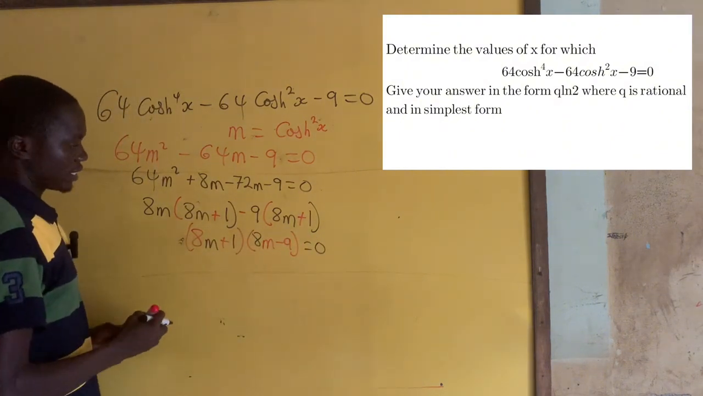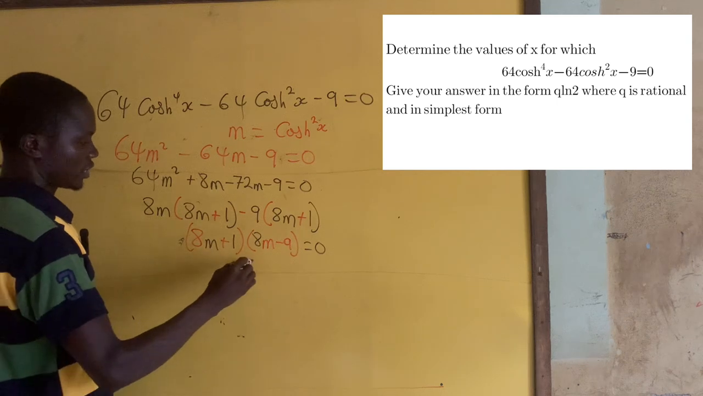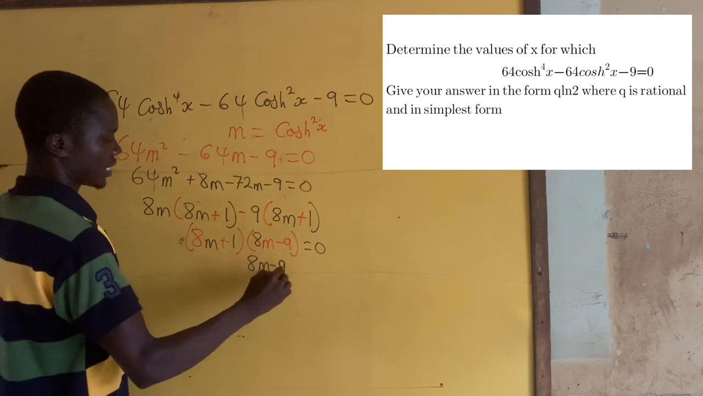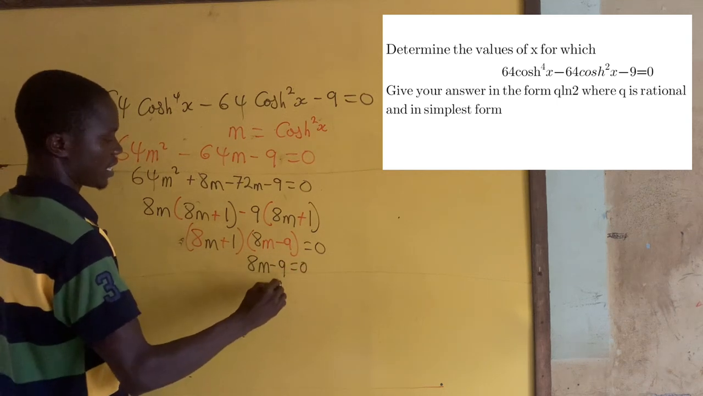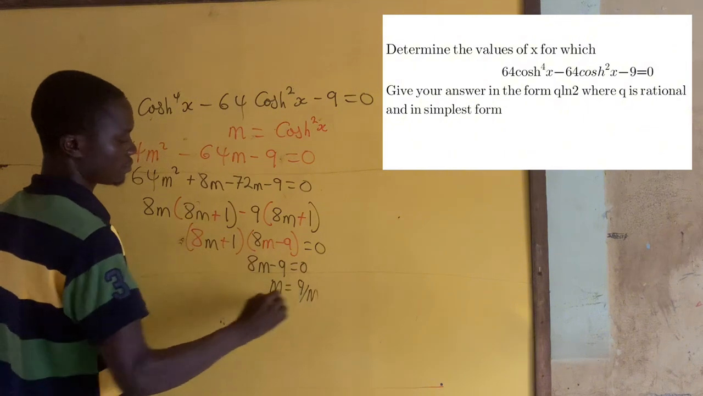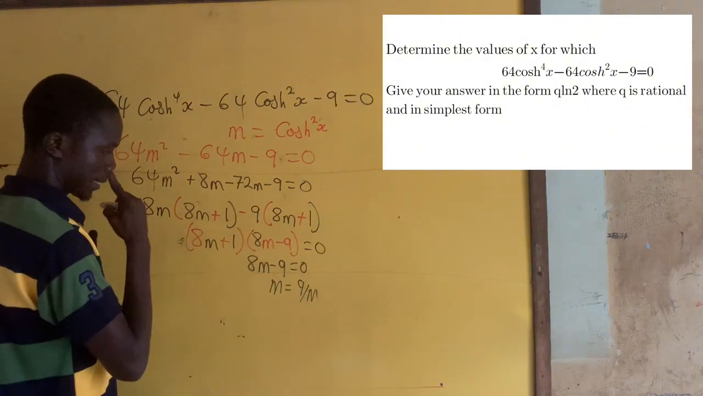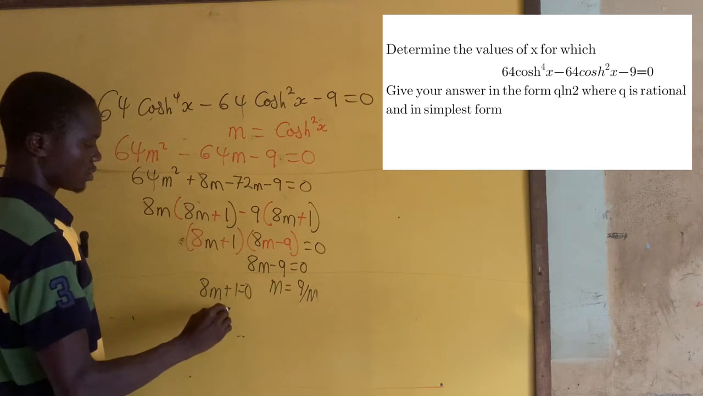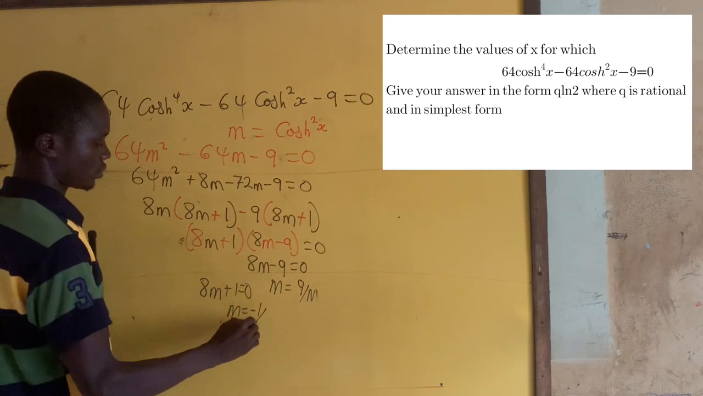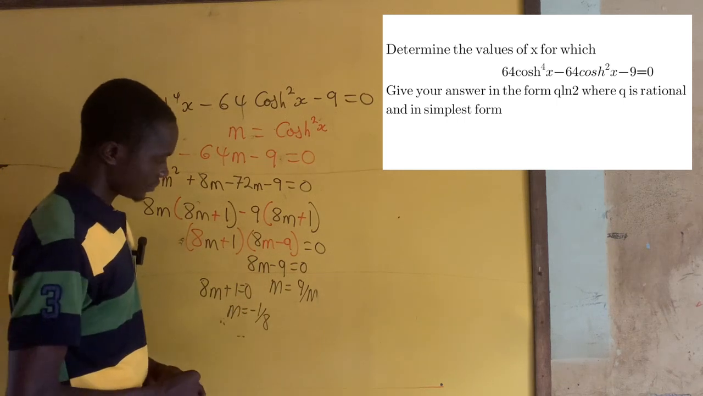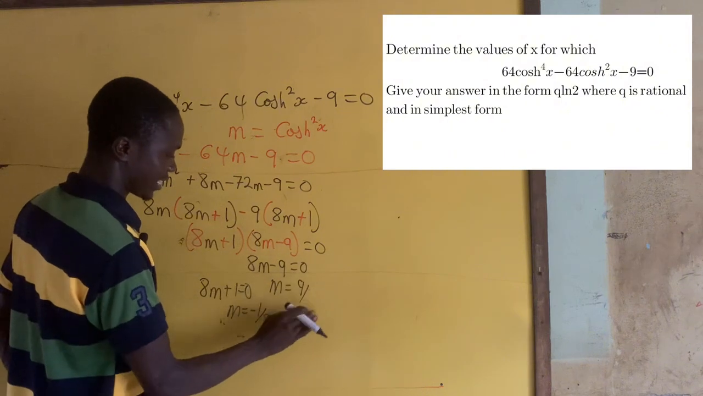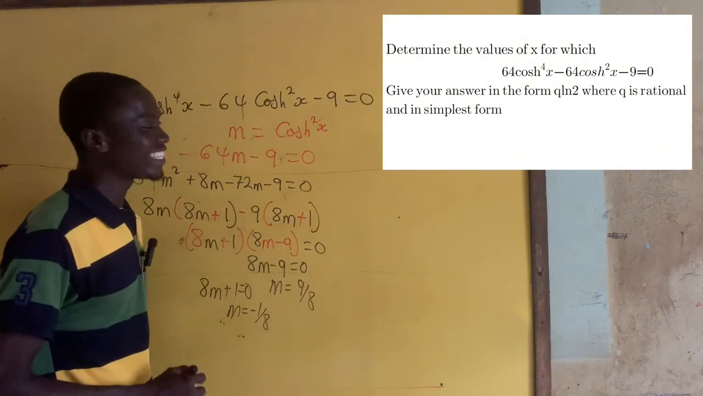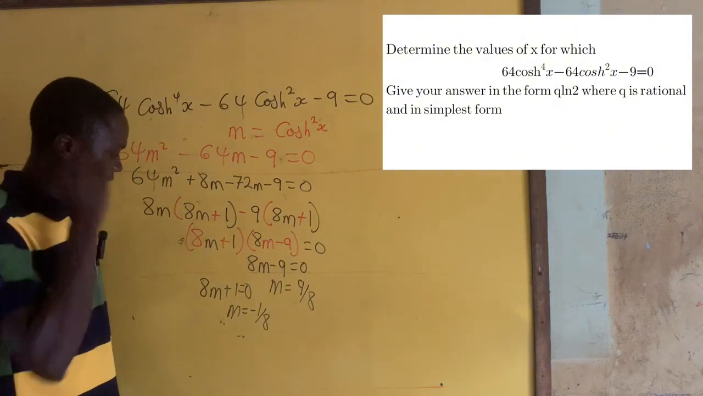And what do we get here? We are going to have 8m minus 9 equals 0, so m equals 9 on 8. And then here we have 8m plus 1 equals 0, so m equals negative 1 on 8. That's good. Now, how do we go by this?